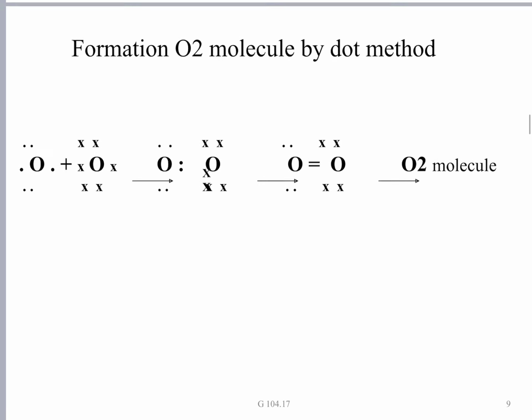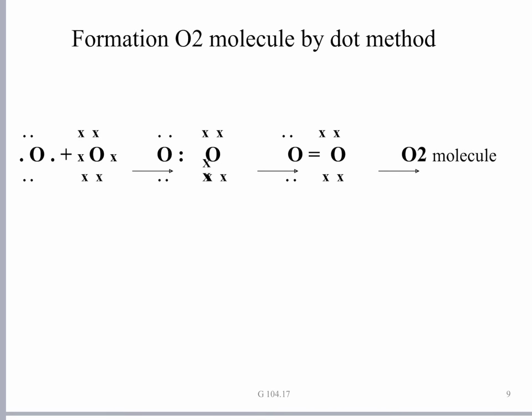Formation of oxygen molecule by Lewis dot method. You can obviously see here the electron configuration in the outermost orbit, that is second orbit, is shown. The electrons present in the outermost orbit are called valence electrons. Here we are showing the valence electrons. In one oxygen atom, on the top and bottom, lone pair of electrons 2s2 2px2, they don't participate in the bonding, so they are called lone pair of electrons.